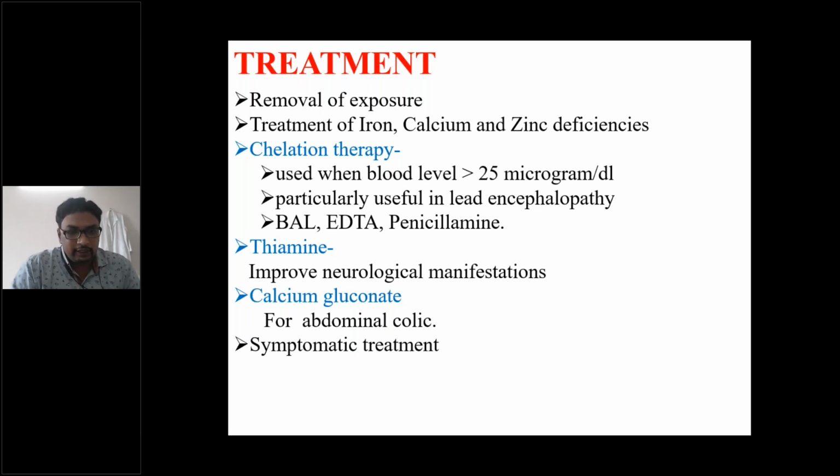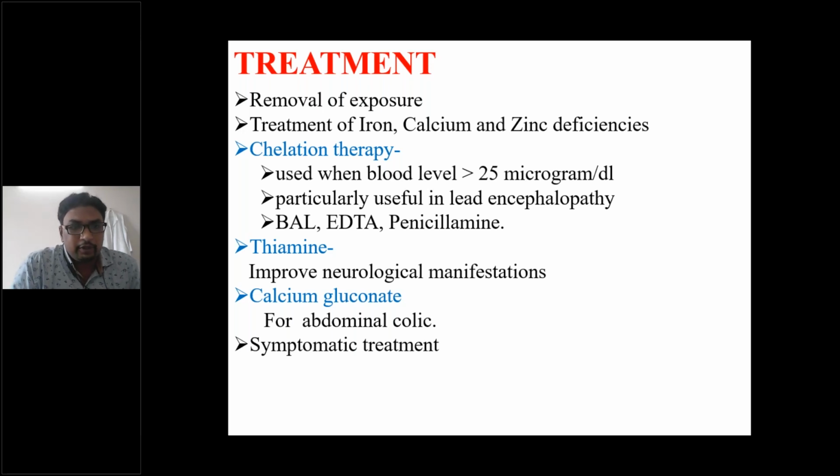And then we can give thiamine B1 to improve neurological manifestations. Then calcium gluconate for abdominal colic. And for the rest of the things, you can give symptomatic treatment. So treat the metallic deficiencies, treat with thiamine B1, and then treat with chelating therapies like British anti-lewisite, calcium EDTA, and penicillamine. And then you can give calcium gluconate for abdominal pain. And then you can treat other things.